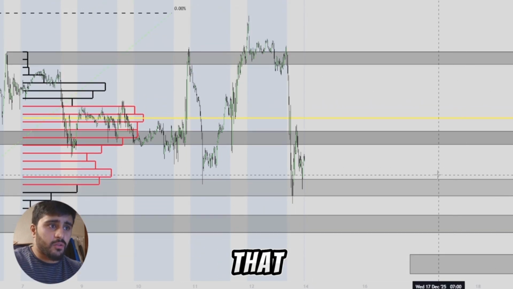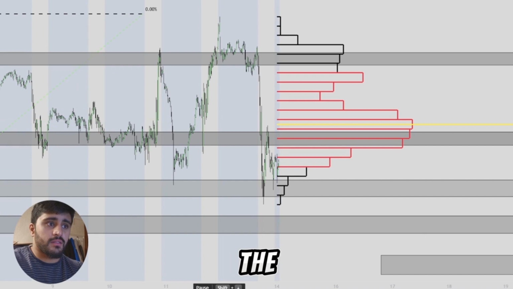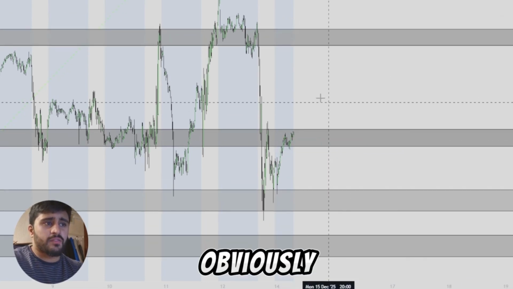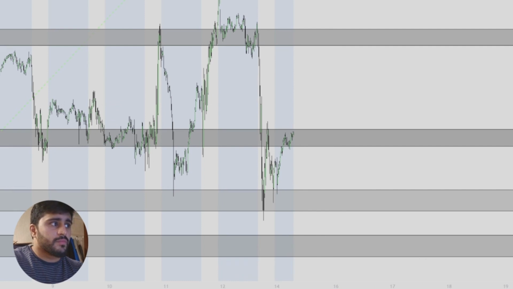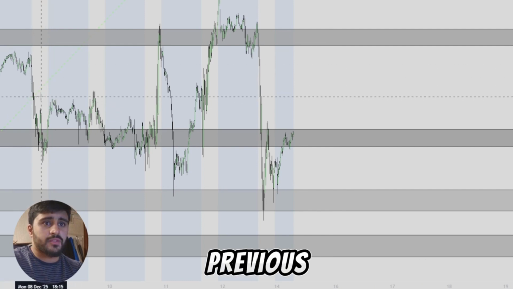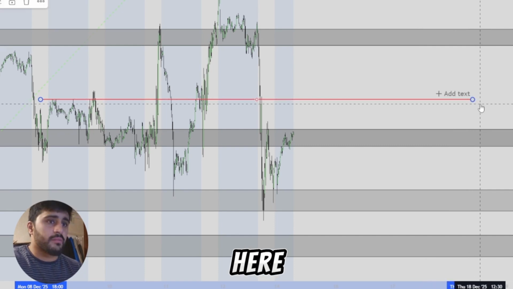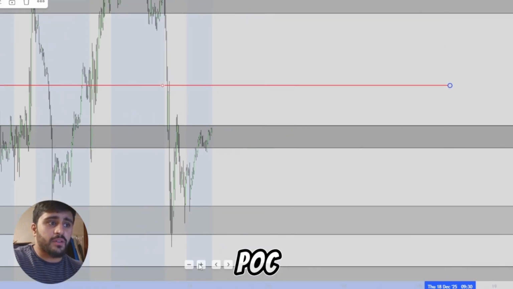So just taking that logical extension over to the next day. What we can see here is, this is now Monday the 15th, and obviously the week has started again. If we take a look at where the previous week's POC was, that was 69.26, this red line over here. This was the previous week's POC.